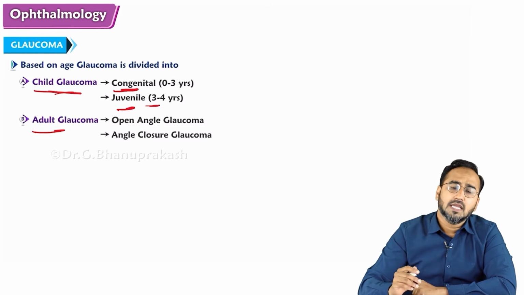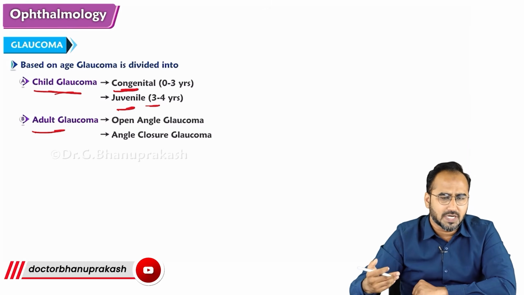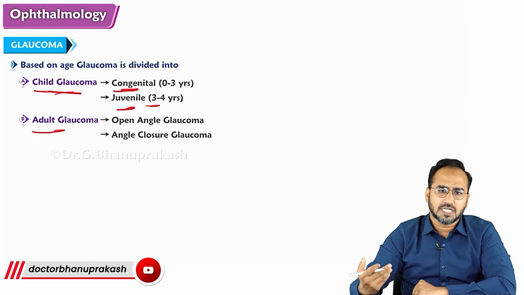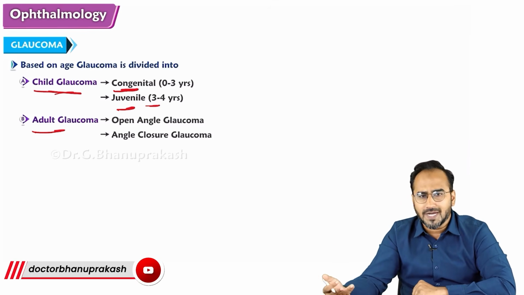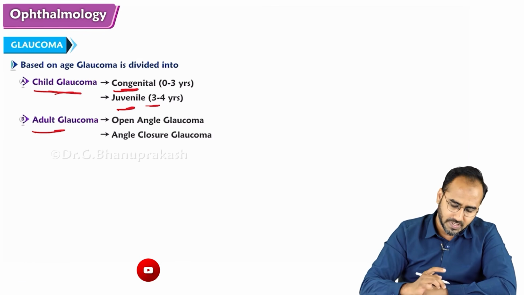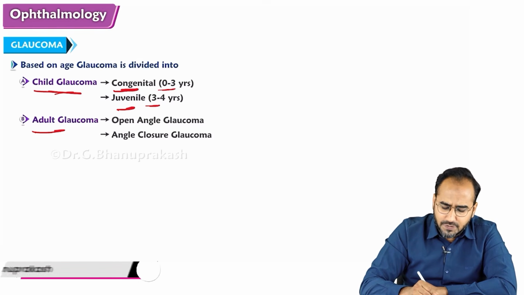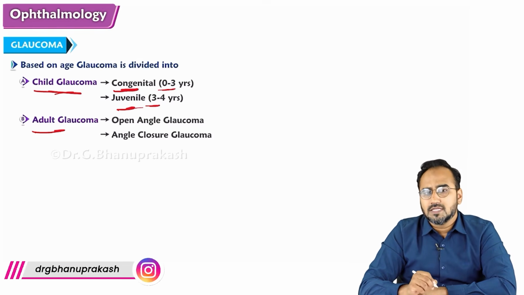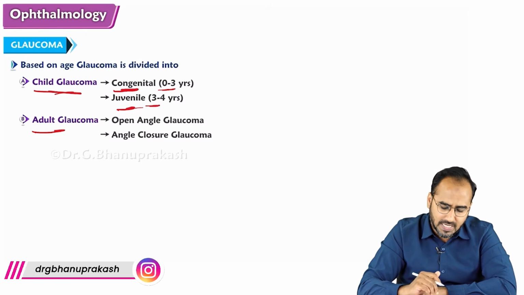So once again, guys, based upon the cause, primary and secondary. Based upon the age of presentation, child and adult. Child is further divided into congenital and juvenile. Adult is divided into open angle and closed angle glaucoma. Congenital glaucoma is from birth till 3 years. Juvenile glaucoma is the glaucoma which develops after 3 to 4 years of age.